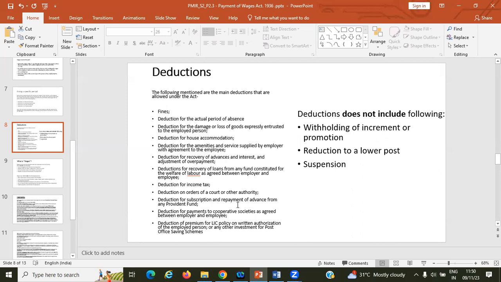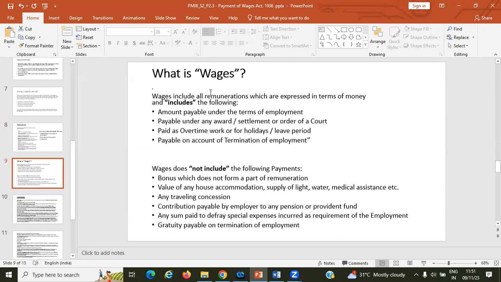So there are a couple of things mentioned here, what is not included in that deduction. This is one important thing. What is the definition of deduction, what is there, what is not there. This is also mentioned in the Act. And when you are calculating the wages, remember this. And in the next slide, I am going to talk about what is wage, what is not wage.